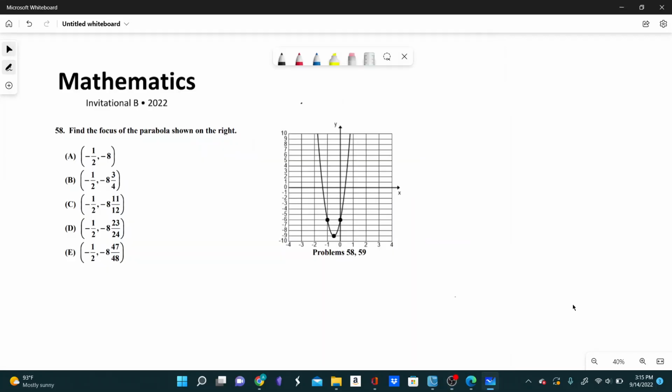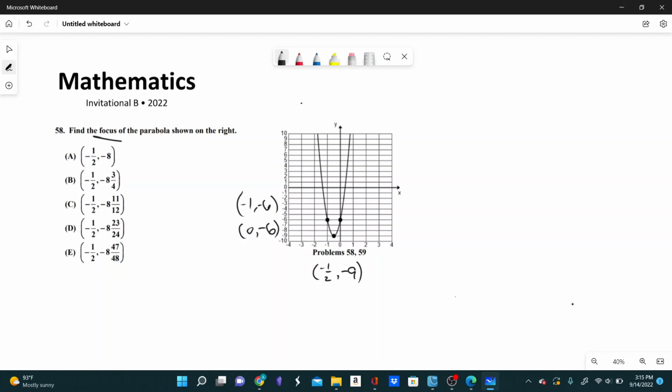Number 58. Find the focus of the parabola shown on the right. So let's see what points we have to start with. For our vertex, it looks like for an x-coordinate we have -1/2, and then our y-coordinate is -9. And then these 2 points: the left point looks like -1, -6, and the point on the right looks like 0, -6.